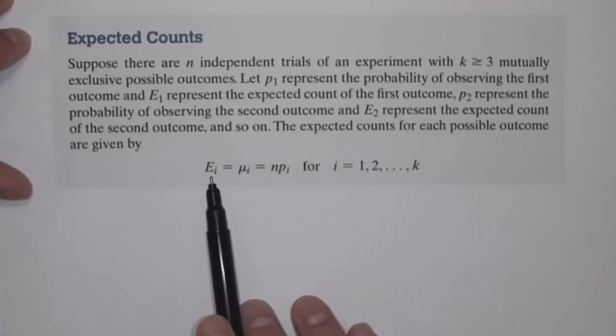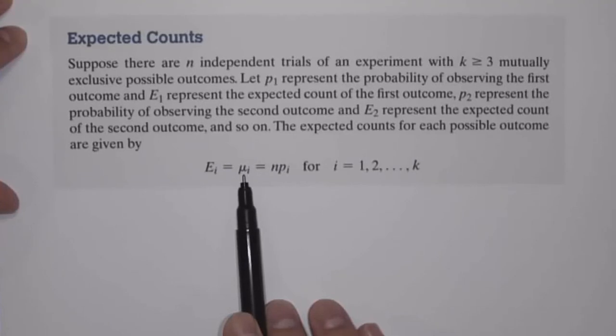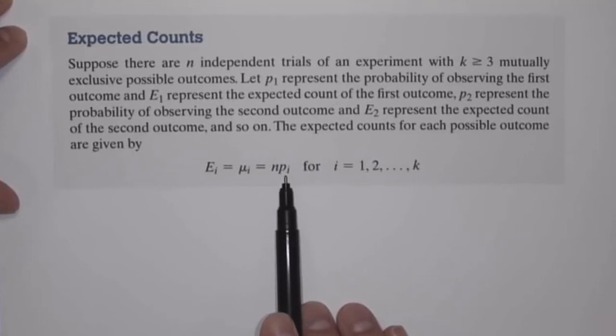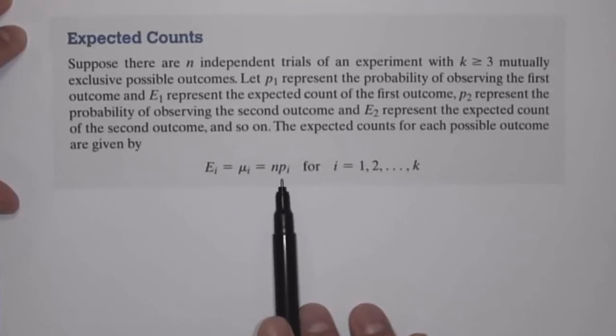So in other words, the expected count is going to equal the mean, just like when we had a binomial distribution, and that is going to equal the number of repetitions of the experiment times the probability of the particular outcome. The difference between this and a binomial distribution is that in a binomial distribution, we only had 2 possible outcomes.